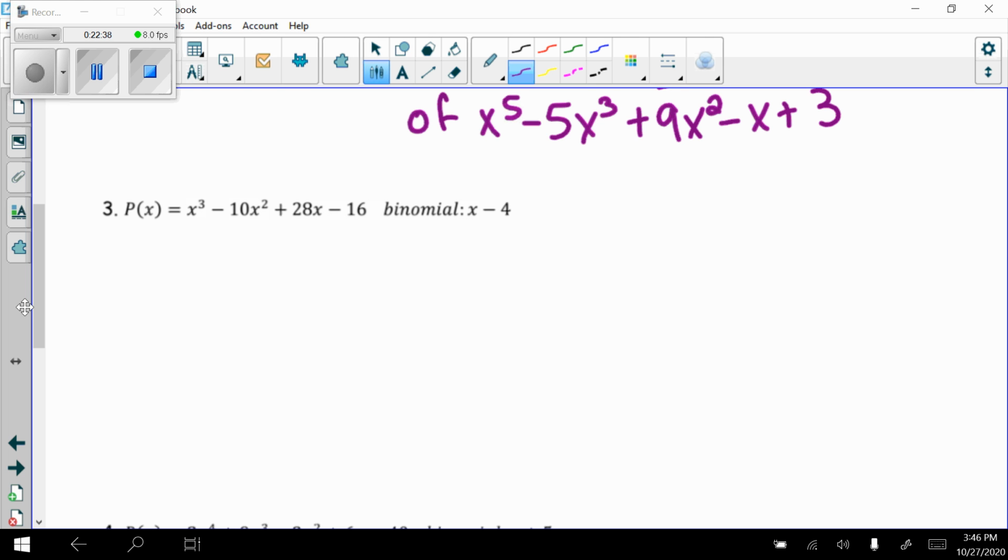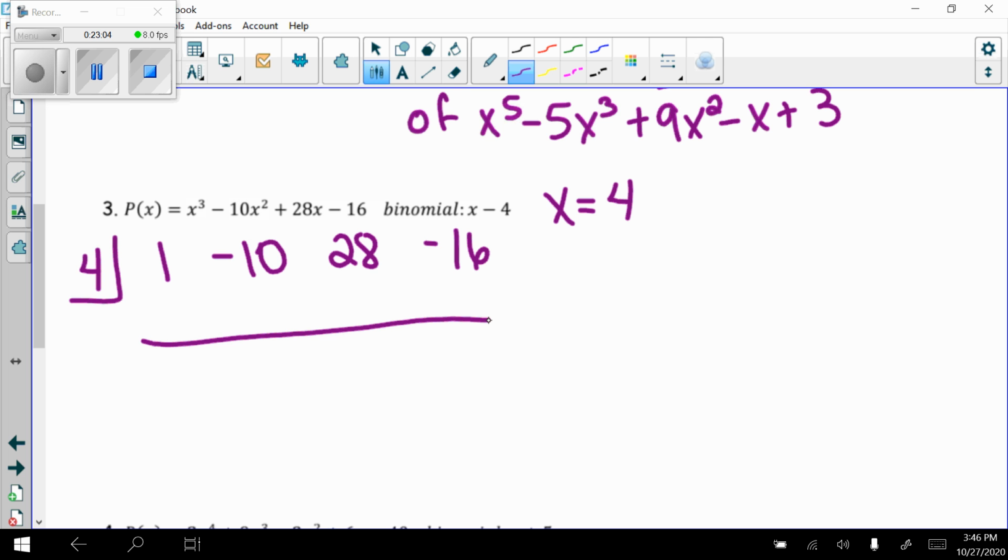Is x minus 4 a factor of x cubed minus 10x squared plus 28x minus 16? So what number am I going to be plugging in my box? X equals +4, right? Am I missing anything? X cubed, x squared, x, constant? No. So I put the 4 in the box. Coefficients: 1, -10, 28, -16. First one comes straight down.